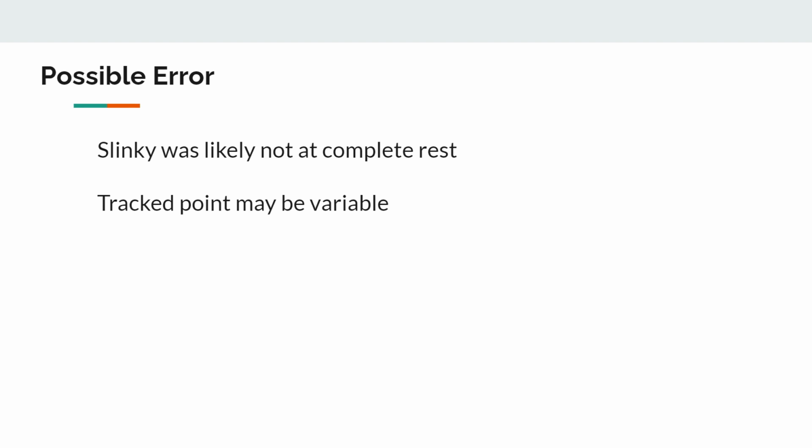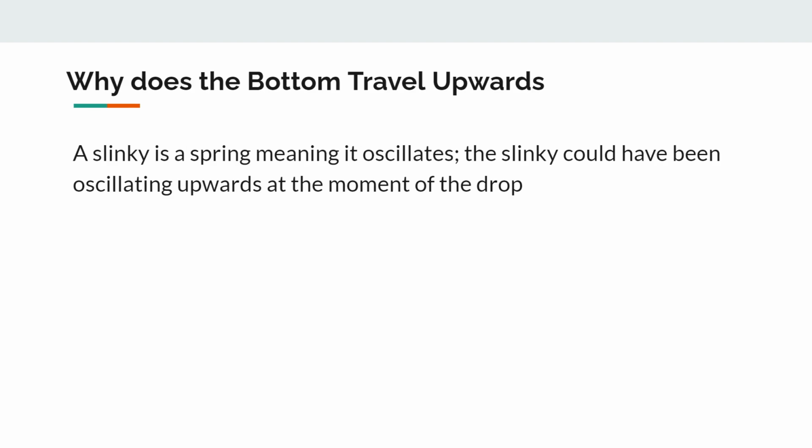So, some possible errors. The first is that the point Tracker was using is pretty variable. Sometimes, especially when something's at rest, it's looking for motion, so it may have accounted for some of that perturbation. But the main one is that the slinky is likely not at complete rest, which I'm going to talk about in our next slide. So, why does the bottom travel upwards, as we saw in that graph?